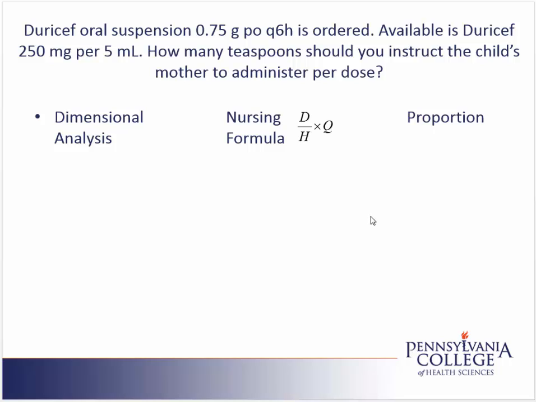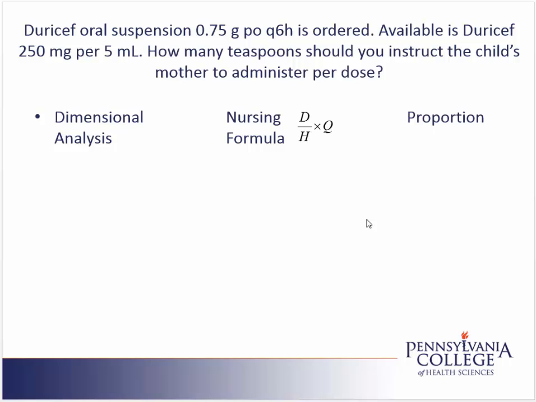We are doing a dosing problem. An oral suspension, 0.75 grams, every 6 hours is ordered. The suspension is available with 250 milligrams per 5 milliliters. We're asked how many teaspoons should you instruct the child's mother to administer per dose.